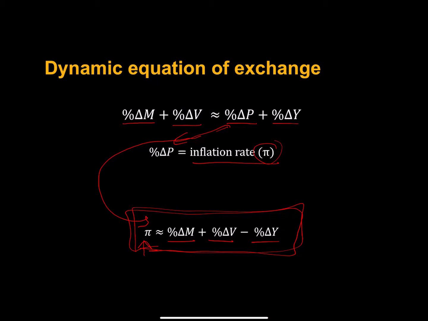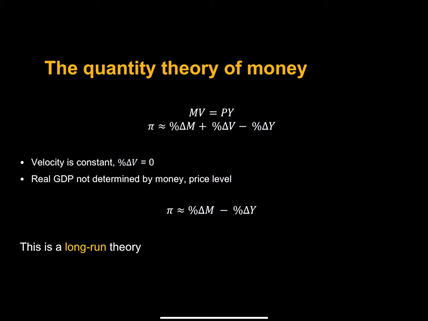Now, in order to turn this identity into a theory, we need to make some assumptions. And we are going to assume that velocity is constant. We're not going to say what it is. It just doesn't change over a long period of time. If velocity is constant, that means that the average growth rate of velocity is going to be equal to 0. So that's one assumption.